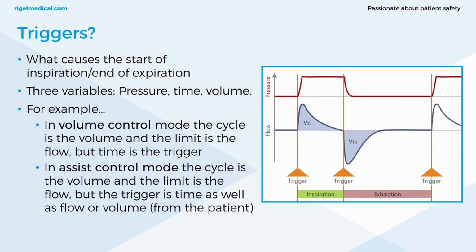So what causes the start of inspiration, end of expiration? There are three variables: pressure, time, and volume. For example, in volume control mode, the cycle is the volume and the limit is the flow, but the time is the trigger. In assist control mode, the cycle is the volume and the limit is the flow, but the trigger is time, as well as flow or volume from the patient. So we've got the same cycle and same limit in these modes. The cycle is the volume. That's where we end our inspiration.